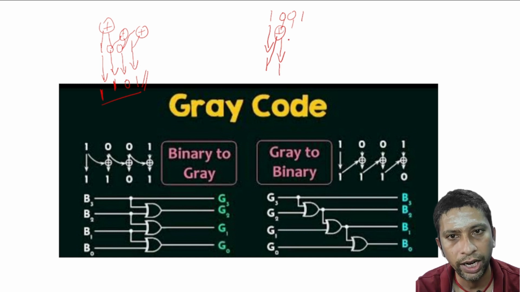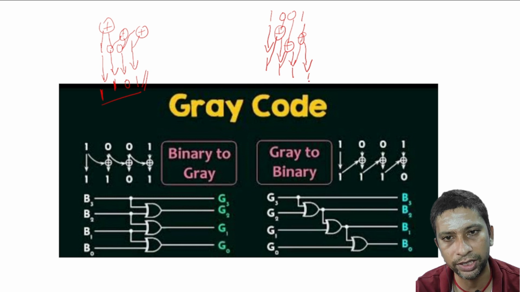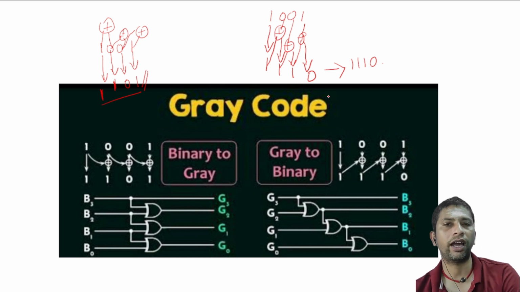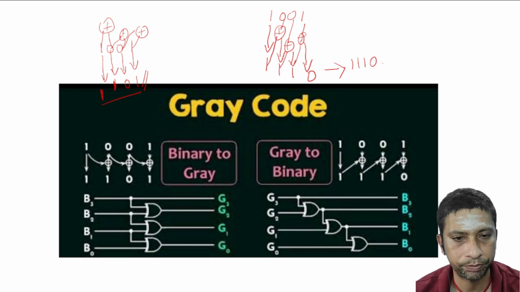Now this output has to be XORed with this element. So I am getting 1. Here 1 and 1 have to be XORed. So I will be getting 0 here. Same element, so I will be getting 0. This is how we will convert gray to binary and binary to gray.